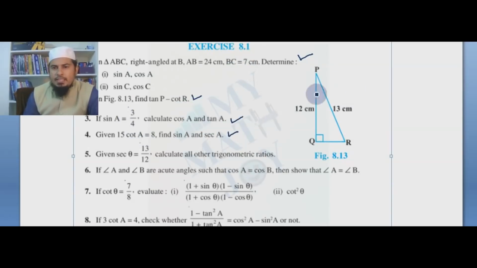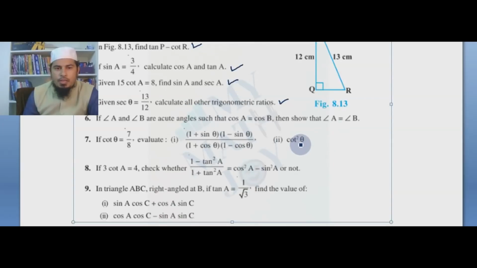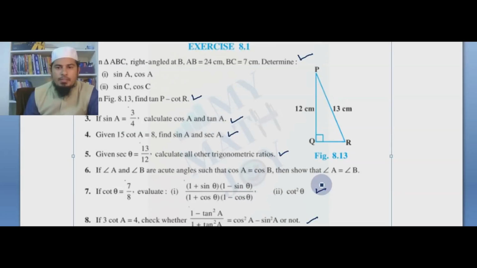Two sides in this fashion are given, otherwise a ratio is given. Then cot A means the ratio adjacent by opposite is given. According to that, you can apply. Okay, now you can do this problem. Also, you can do this problem also. Then what is left out? Only the problem number 6 is left out.